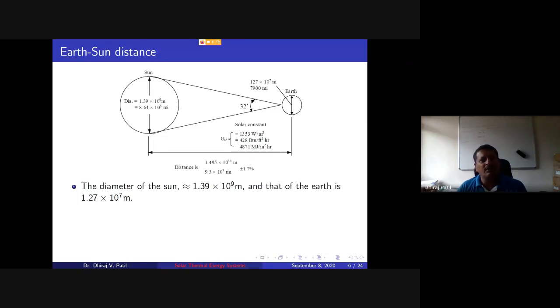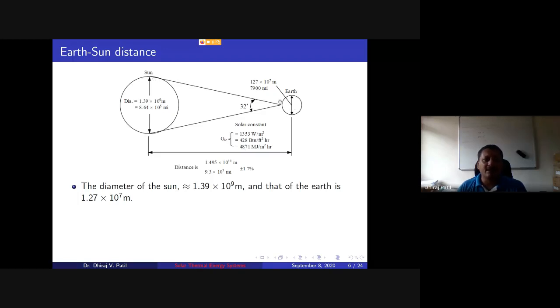To understand how much of this radiation coming out of the sun reaches the Earth's surface, we have to understand the geometries. So fortunately, we are not very close to the sun. There is a lot of distance that the light has to travel. So this is 1.495 × 10¹¹ meters, the distance between the sun center and the Earth center.